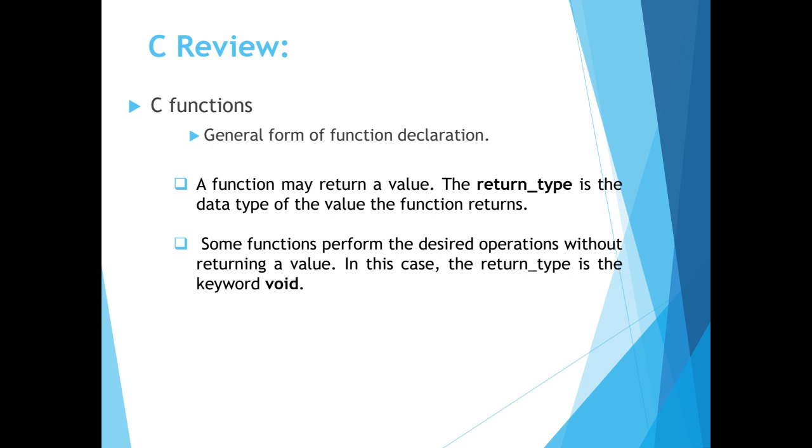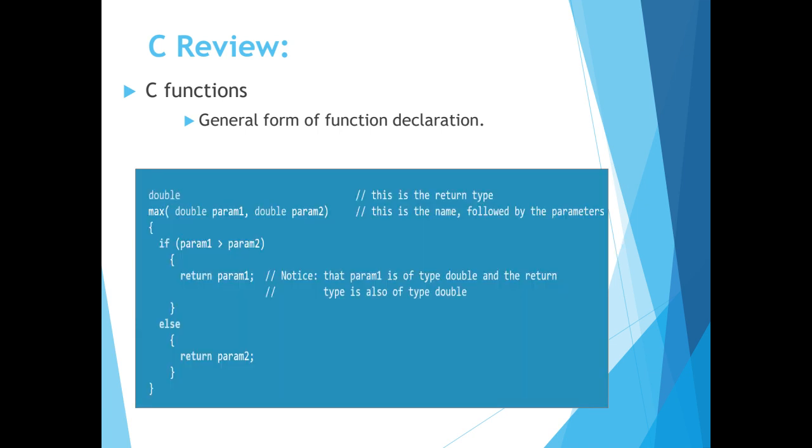The return type is the data type of the value that the function returns, but some functions perform the desired operation without returning a value, meaning that when we write code where we don't want to return a value to us, then in this case, instead of a return type, we use the void term. For example, about this code, however, the syntax will not be the same.